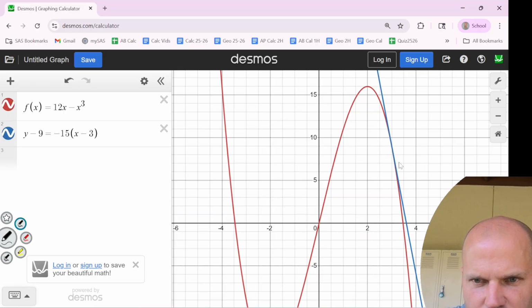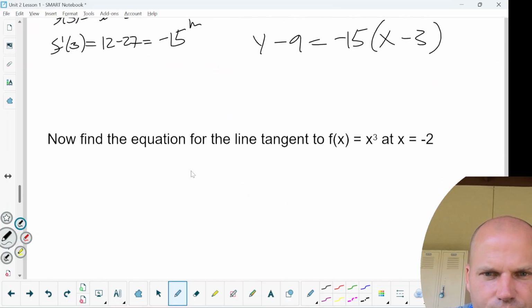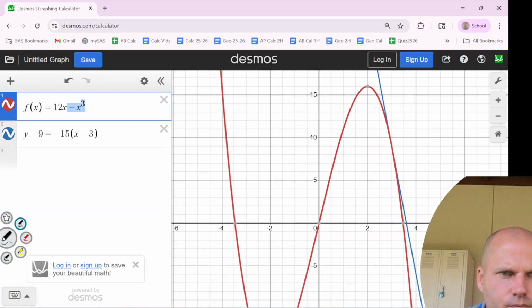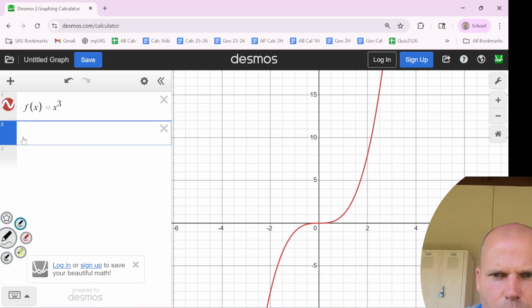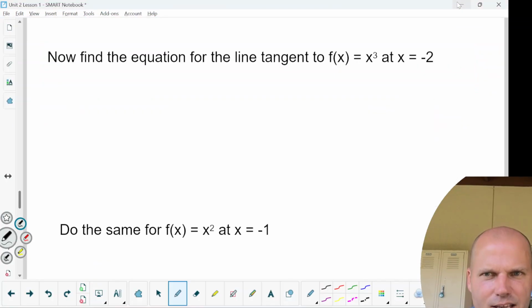But bam, here is the point 3, 9. Here is my tangent line that just smoothly touches it. All right, let's do x cubed at x equals 2. Here's x cubed. Here is the point x equals 2. Cool, what is that point? 2, 8? How do I know that? Easily. F of 2 equals 8.